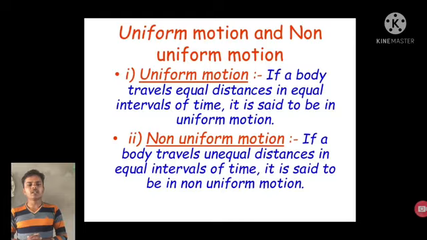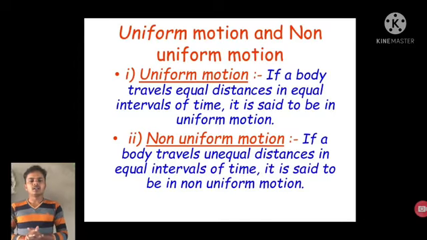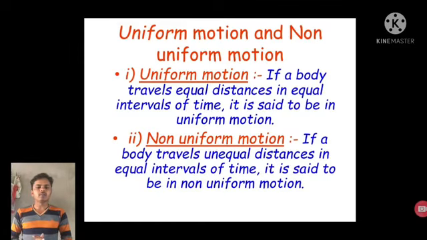Uniform motion and non-uniform motion are the types of motion. What is uniform motion? If a body travels equal distances in equal intervals of time, it is said to be uniform motion. If a body travels unequal distances in equal intervals of time, it is said to be non-uniform motion.